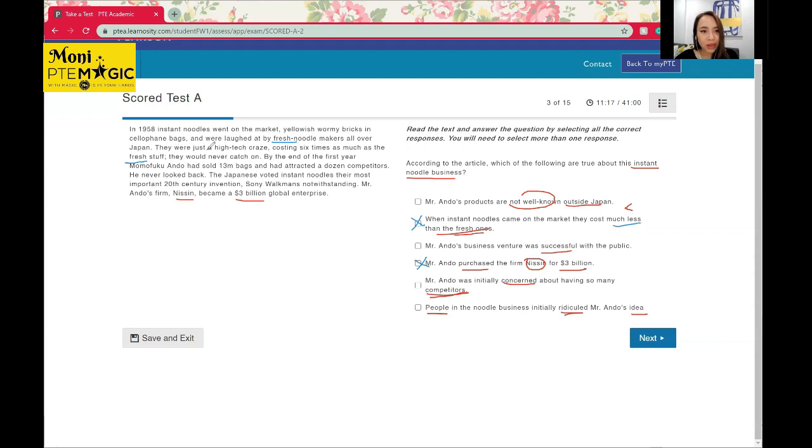Okay, another one. I think the one that we read before gave us good information: "were laughed at by fresh noodle makers all over Japan." They were laughed at, so they laughed at his idea. So it means they ridicule Mr. Ando's idea. And it means that this will be our correct answer.